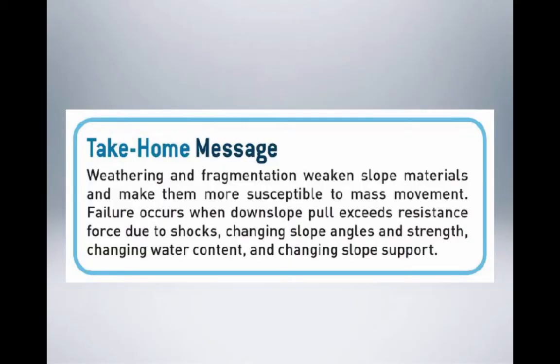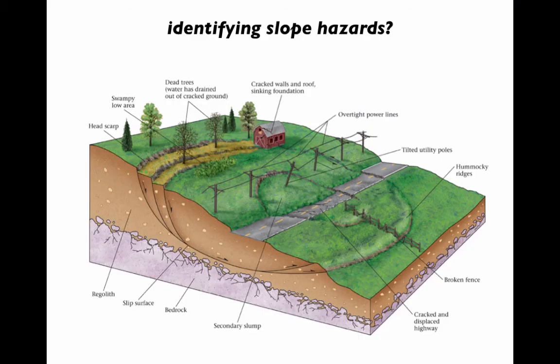So the take-home message: weathering and fragmentation weaken slope materials and make them more susceptible to mass movement. Failure occurs when downslope pull exceeds resistance force due to shocks, change in slope angles and strength, changing water content, and changing the slope support. So finally, if this is how landslides occur, these are the triggers. We can either A, try to avoid the triggers, but sometimes that's inevitable. If there's a lot of rain, you can't avoid adding more water to the slope. But this is when we call in our friends, the engineers, to help us mitigate these slope hazards.